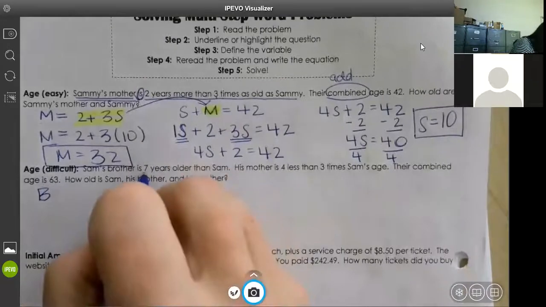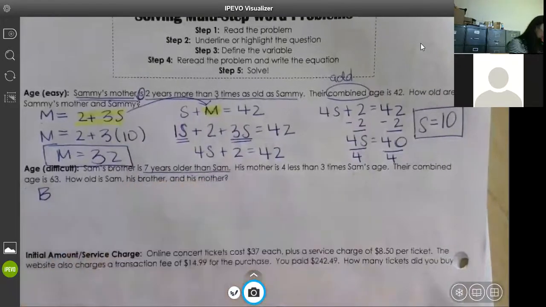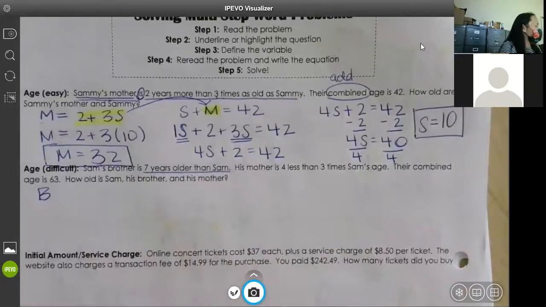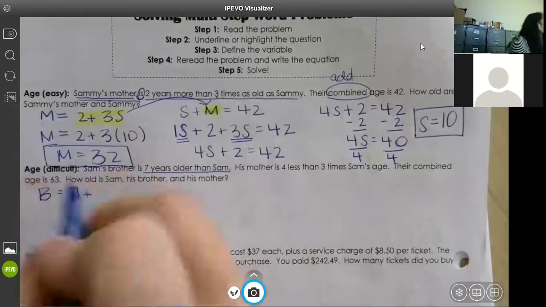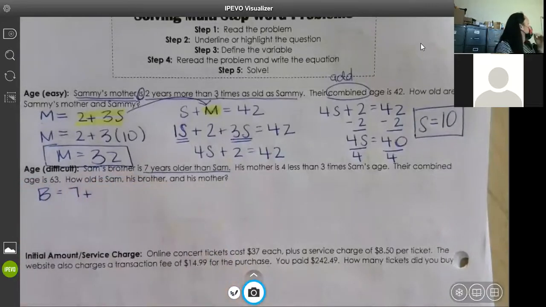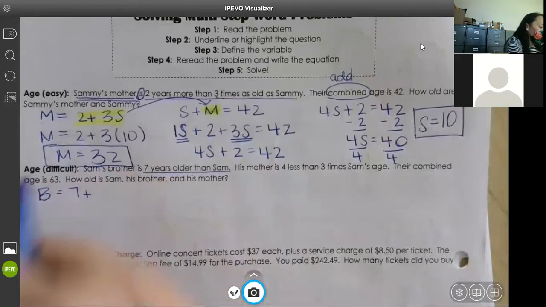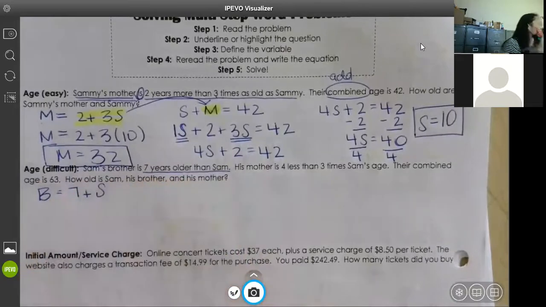How do I write 7 years older than Sam? 7. If he's older, what am I going to do? Add. We're going to talk through this. These are a little bit harder. The other ones are easier. I promise. And then who is he 7 years older than? The brother. Sam. How do I write Sam? Yes, perfect, because we don't know him either.